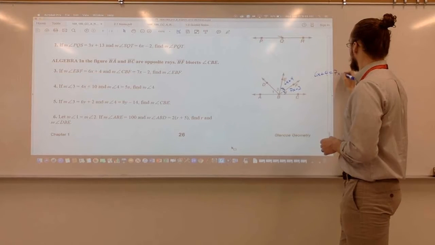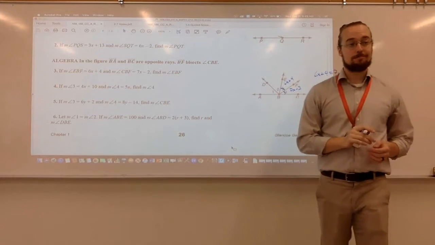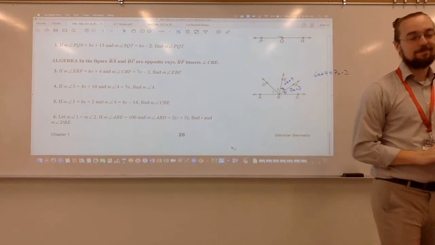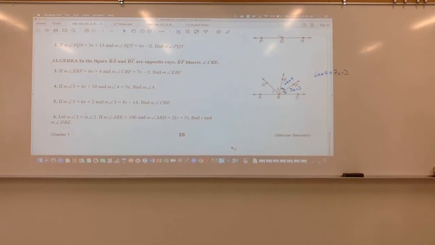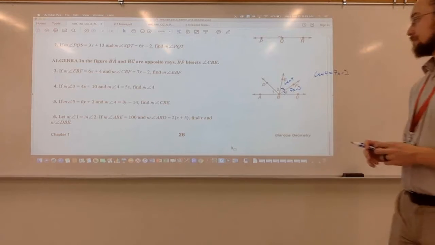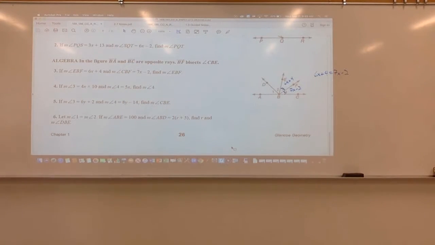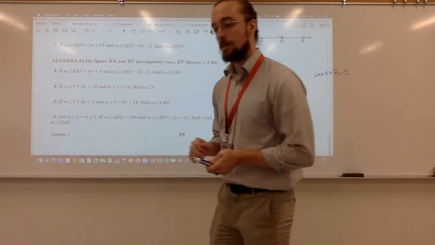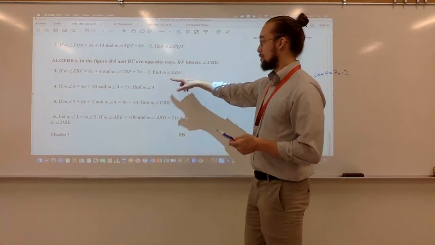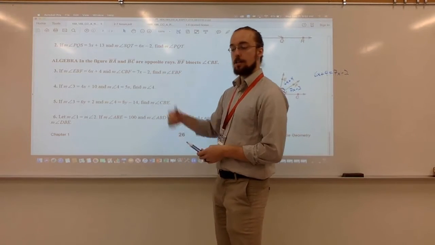So is this x plus 4 equal to something else? Yeah, if you're done with 3, go ahead and keep moving on. You mean like once we find x, find this part? Yeah.